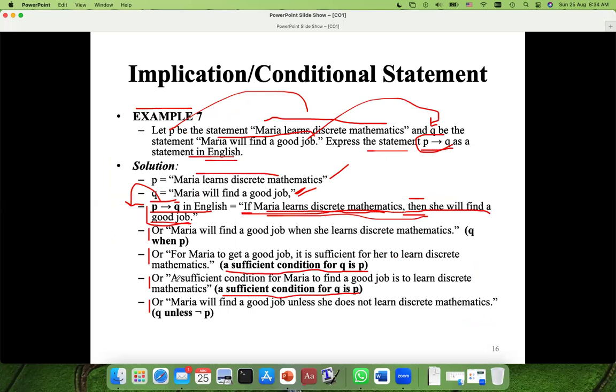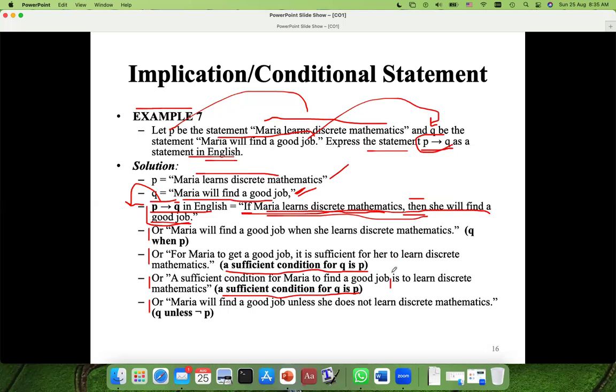So now I'm writing a sufficient condition for Q. Q is what? Maria will find a good job. A sufficient condition for Maria to find a good job, that is Q. And what is the pattern? A sufficient condition for Q is P.